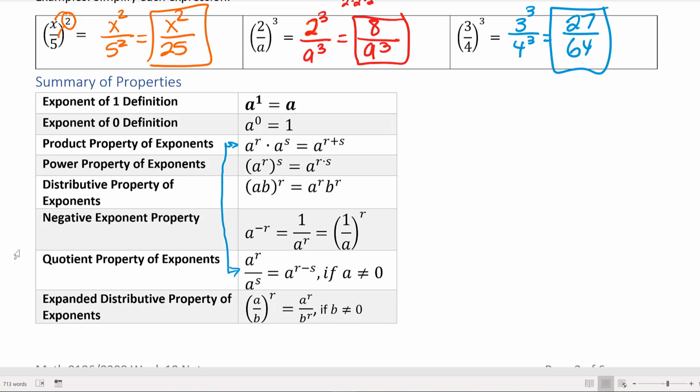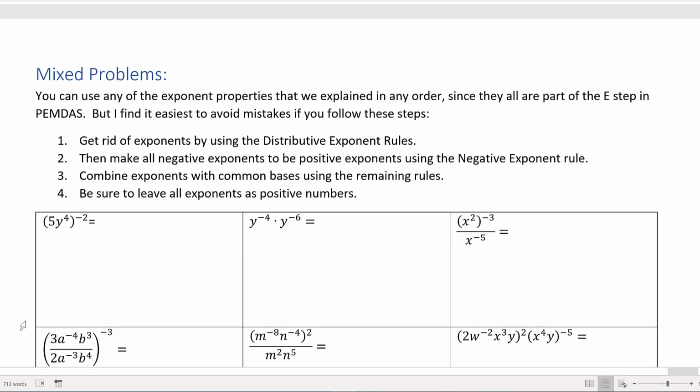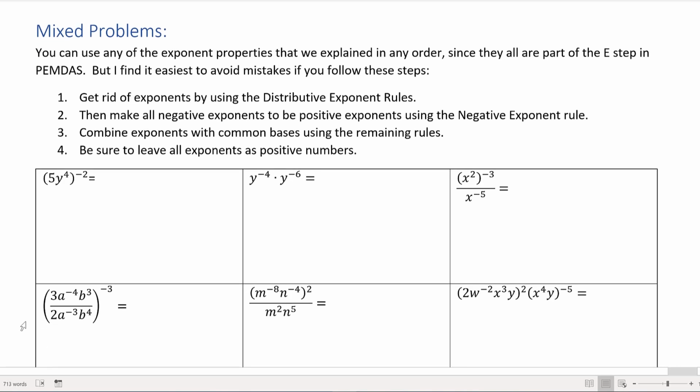And then the expanded distributive property, that's very similar to the distributive property, where any base in the numerator or denominator inside the parentheses gets the exponent on the outside of the parentheses. So the next thing we're going to do is mix up these problems, and I'm not going to tell you, oh, use the negative exponent rule. We're just going to give you a bunch of problems and you have to work them out.